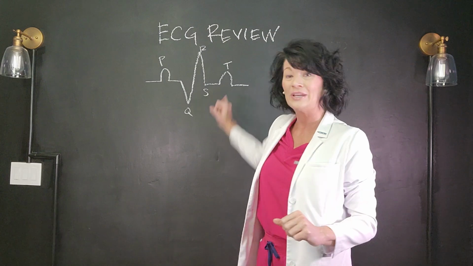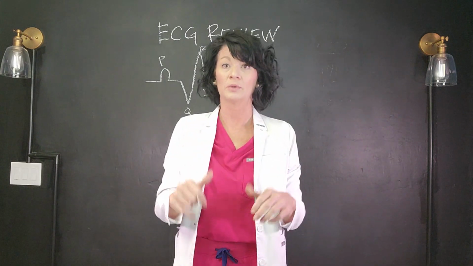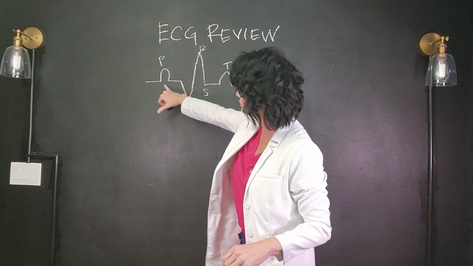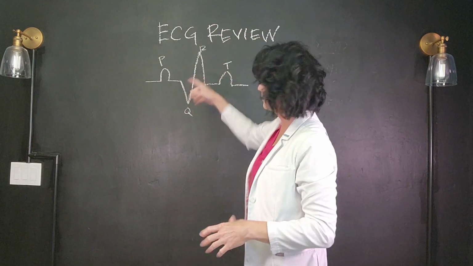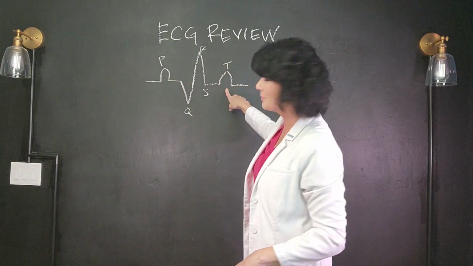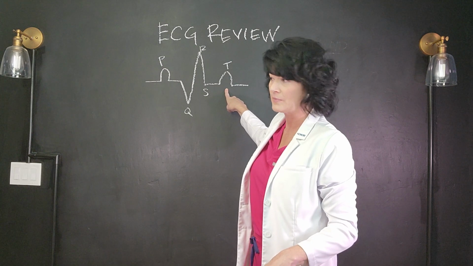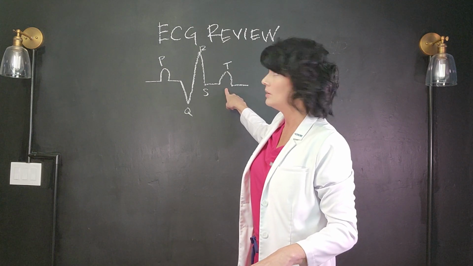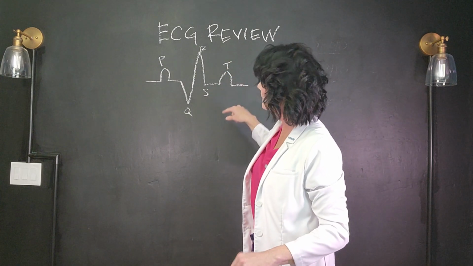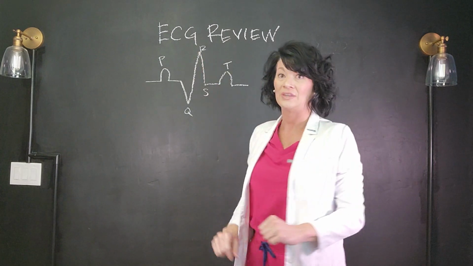The T wave is the repolarization of the ventricles when they were relaxed. Okay, so again, contraction of the atria, followed by contraction of the ventricles, followed by relaxation of the ventricles. Okay, we don't see the repolarization of the atria that is recorded on the ECG rhythm.